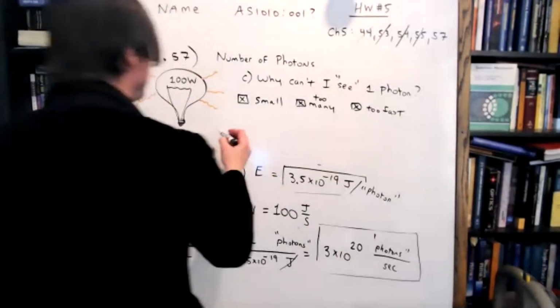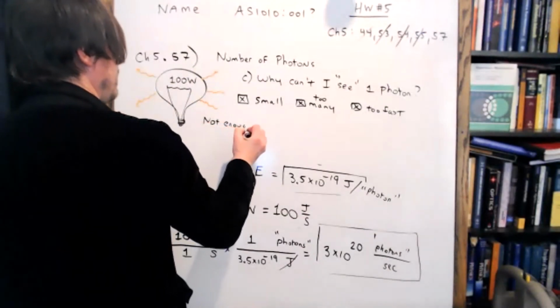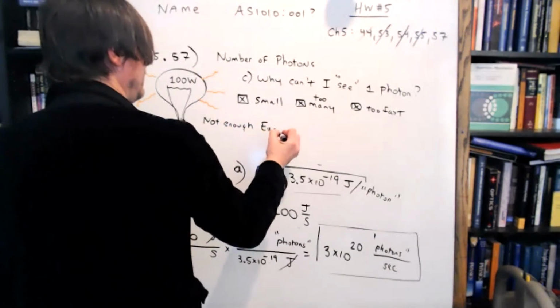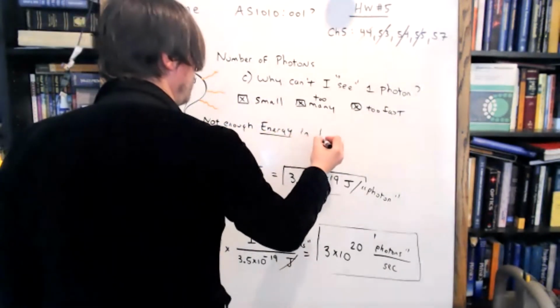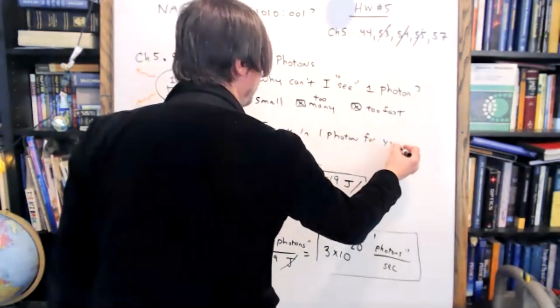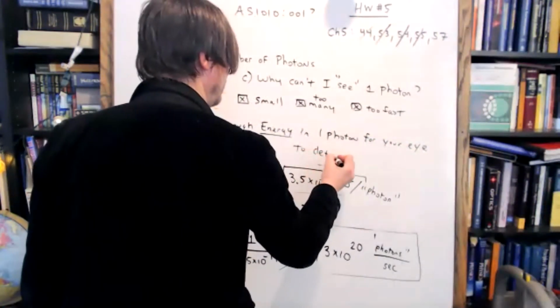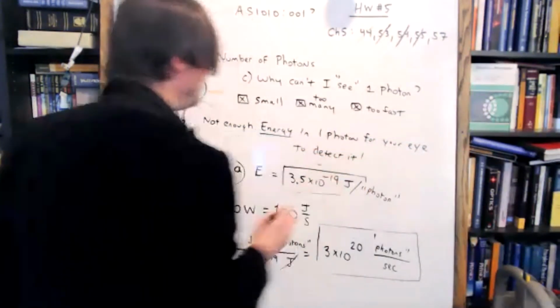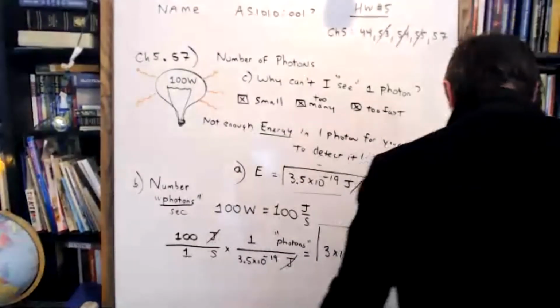So the correct answer, which Ian has discovered, is there is not enough energy in 1 photon for your eye to detect it. And that was nice of you to speed up our final problem there.